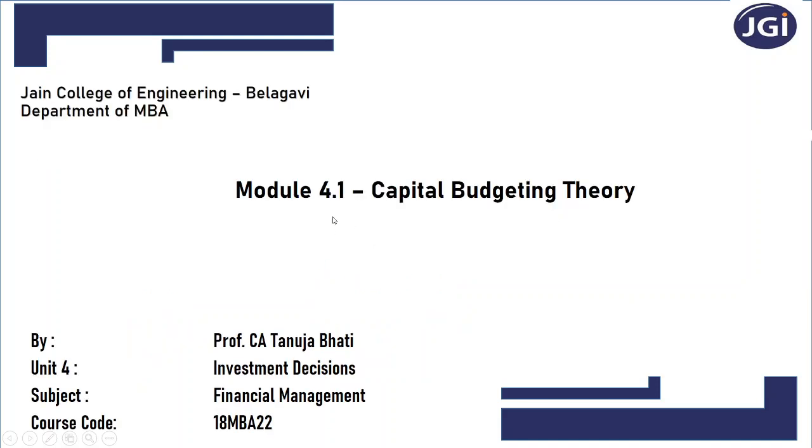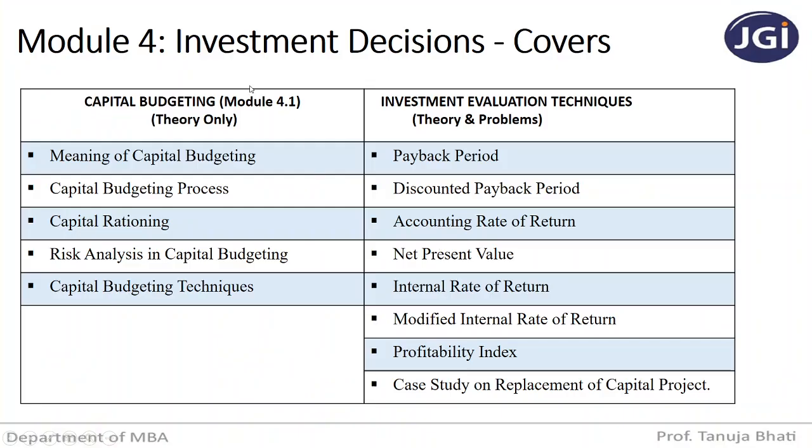Today we will be seeing only investment decision theory part, that is, today we will be seeing capital budgeting theory. First let me tell you all what is covered under the unit or module 4, that is investment decisions. It covers capital budgeting, which is only theory, for the below points: meaning of capital budgeting, process, capital rationing, risk analysis in capital budgeting, and capital budgeting techniques. Capital budgeting techniques is also called investment evaluation techniques.